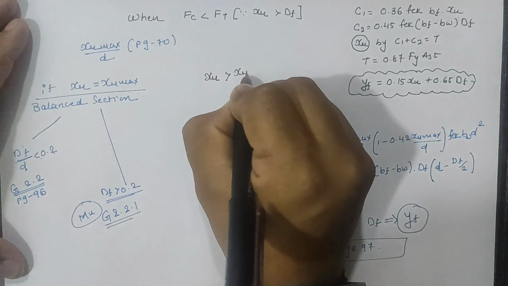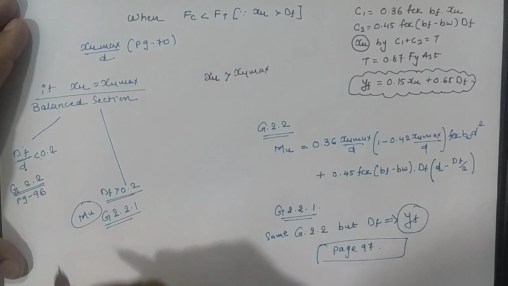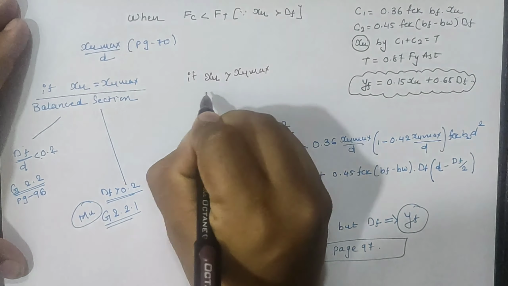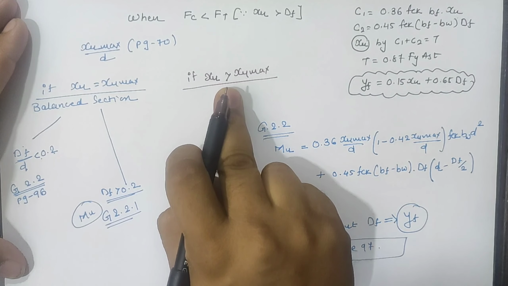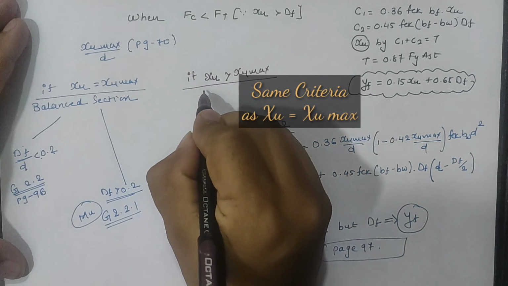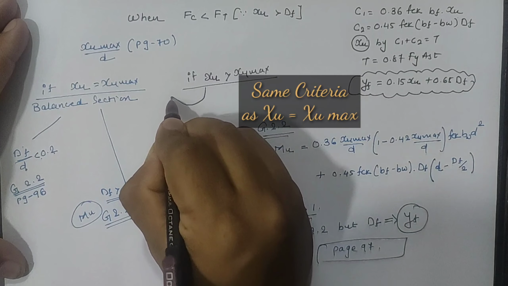XU is greater than XU max, in such a case we have to use the same criteria given for the balanced section.